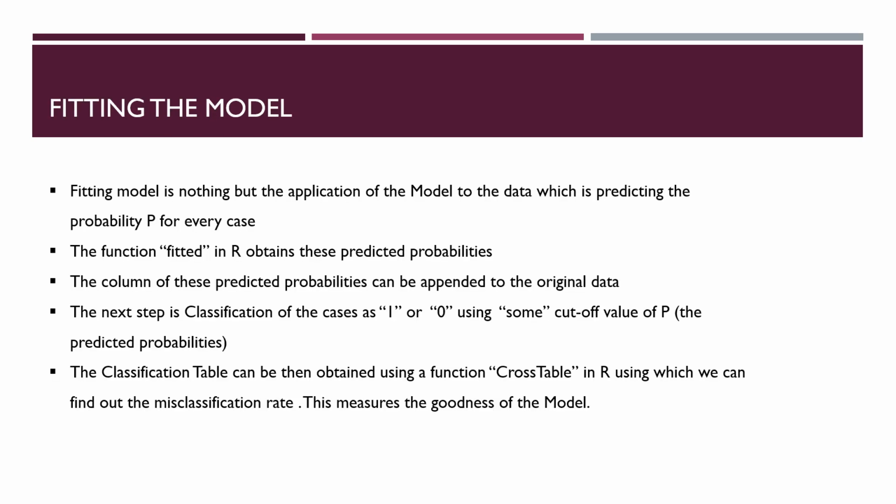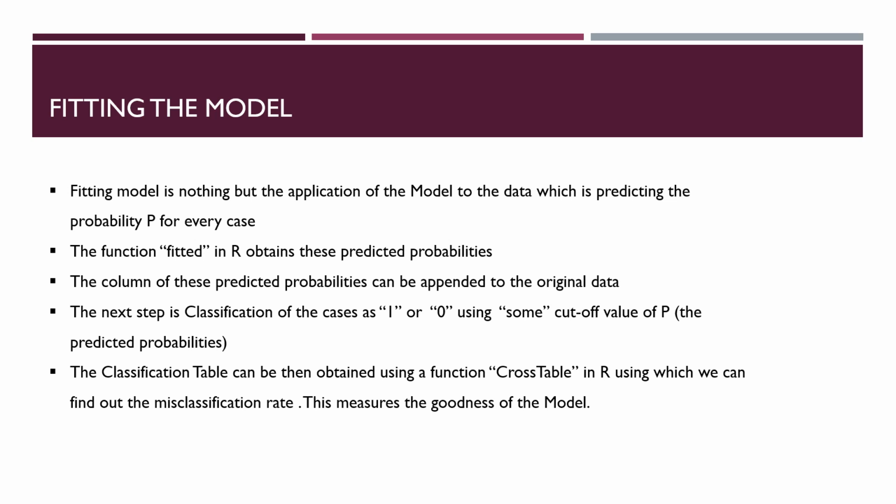The next step is model application. We apply the built model to the data. This is done by fitting the model by which the predicted probabilities are calculated for each case in the data, and they are also appended in the original data. The cutoff for the predicted probabilities needs to be decided. Using these predicted probabilities and the cutoffs, the classification of each case as either 1 or 0 can be done.